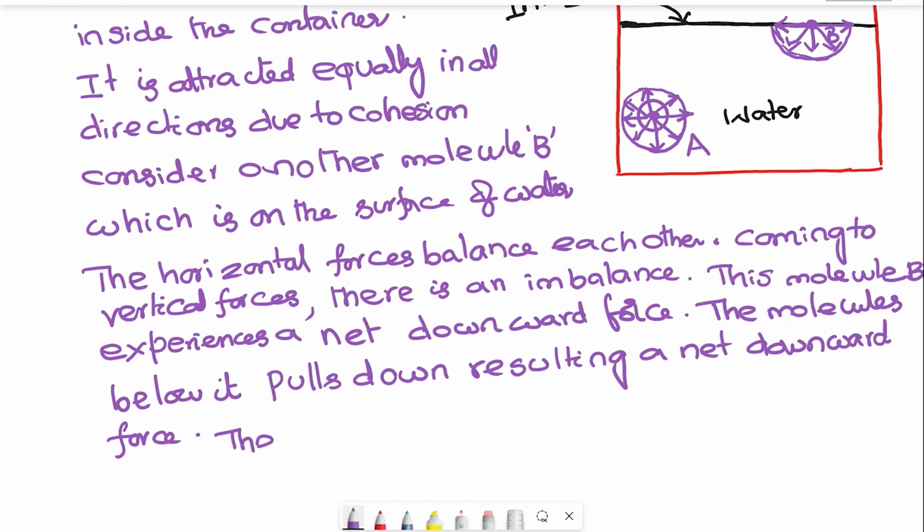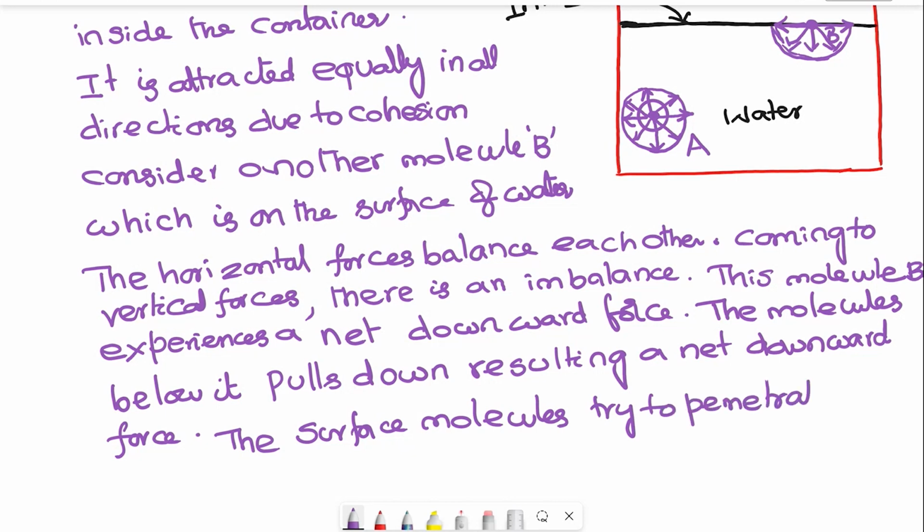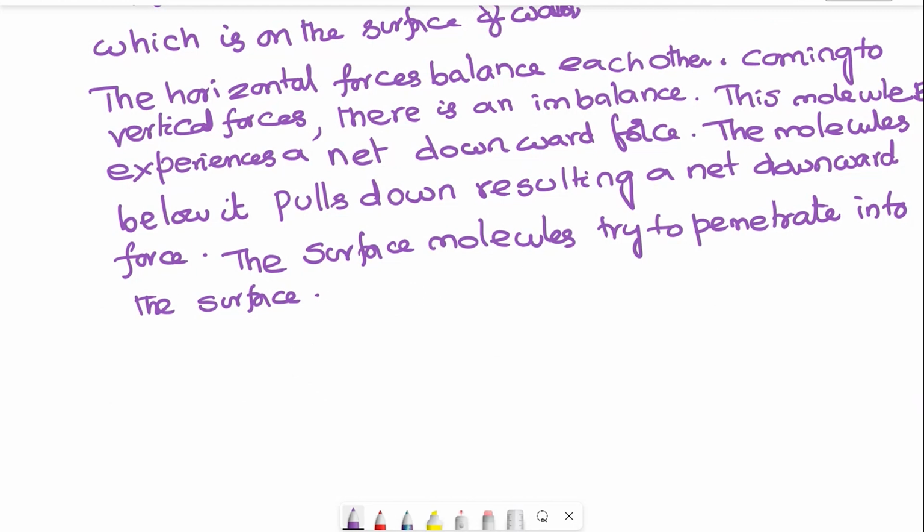The surface molecules try to penetrate into the water, into the surface, so that they go down because there is a net downward pull. Because of that, it tries to go down. But will it happen? No.